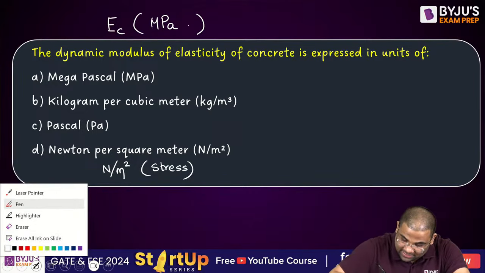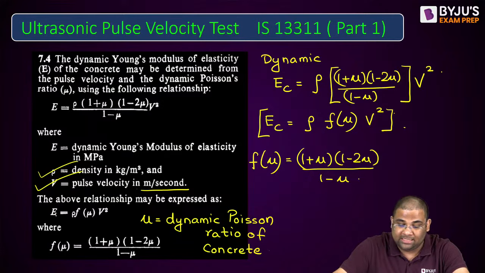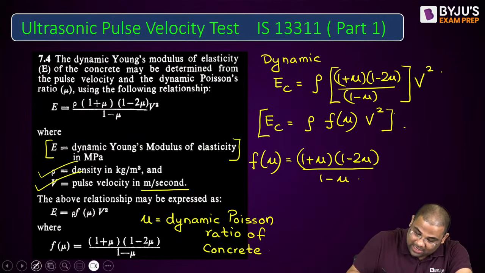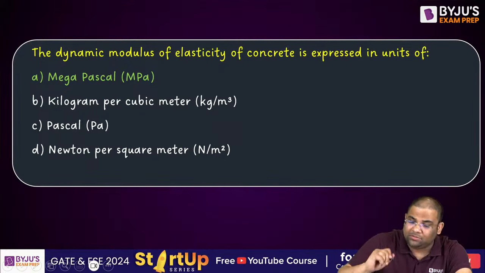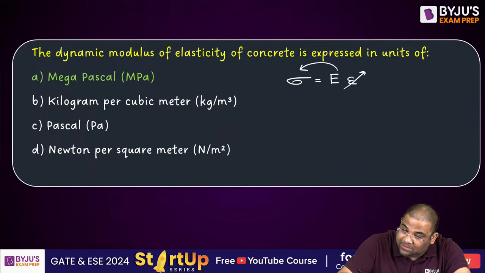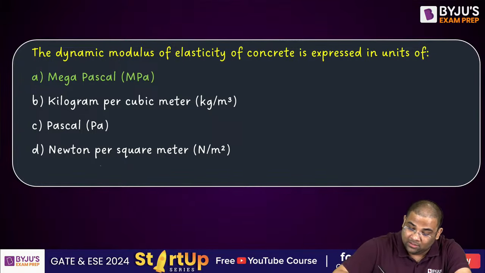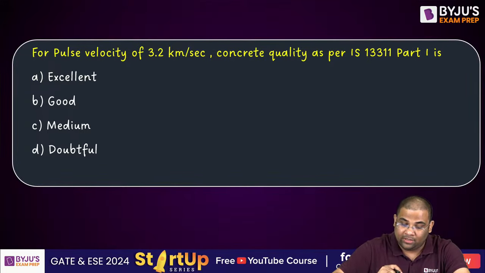We'll go to the slide, and from common sense also we can judge. What is dynamic Young's modulus of plasticity in MPa? In the formula it gives in MPa. E will always have the unit of stress. What is stress? Stress is modulus of elasticity into strain. Strain has no unit, so E will have the same unit as stress. There are two units here, megapascal and Newton per square meter. Both are correct actually, but megapascal is more correct because that is how we express the modulus of elasticity. Understood? Okay, next question.